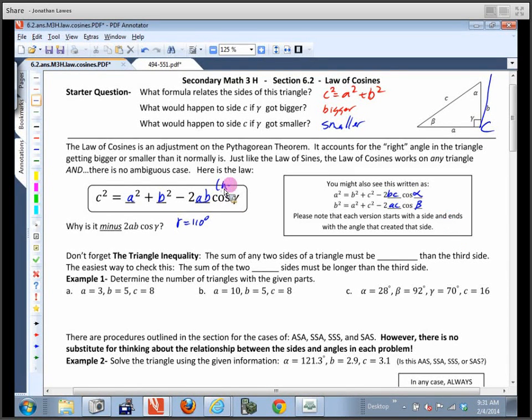So if this was negative, I'd have a minus times a minus. What would that be? It would be positive. I'd be adding a little bit. Okay? What if gamma was 80 degrees? It's positive, so I'd change this to a positive, so I'd be subtracting a little bit. So if it's larger than 90, that minus makes sure I'm adding something, and if it's smaller than 90, it makes sure I'm subtracting something from what used to be the hypotenuse. Does that make sense?